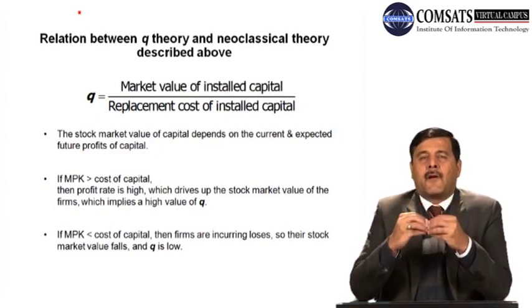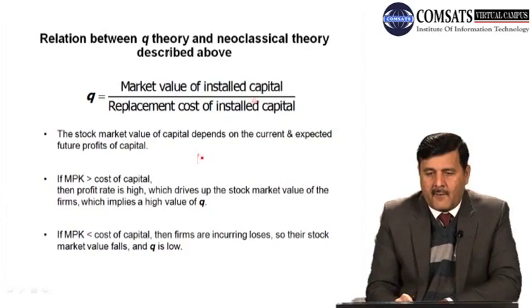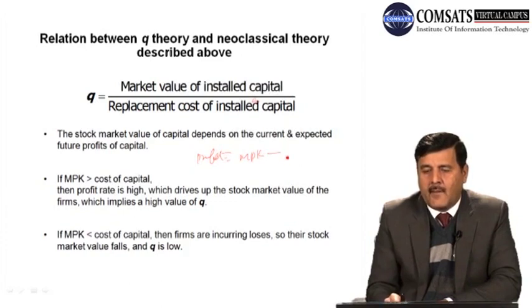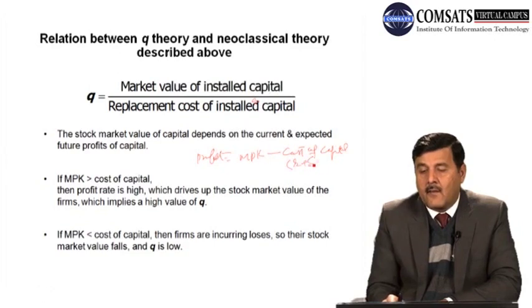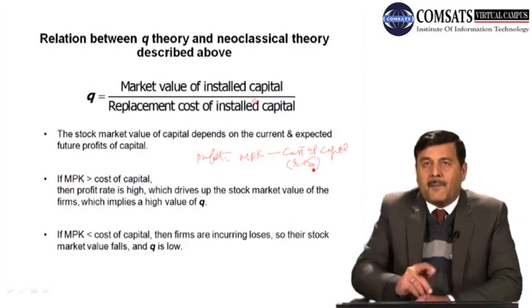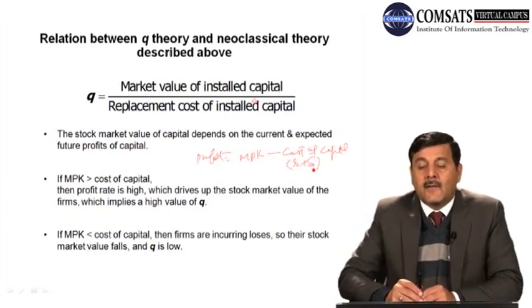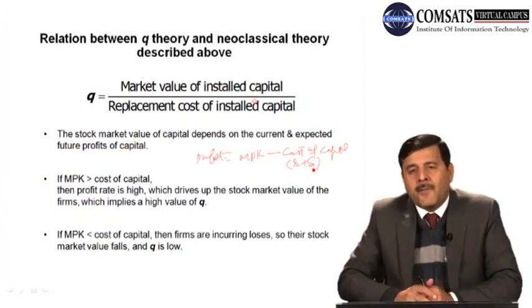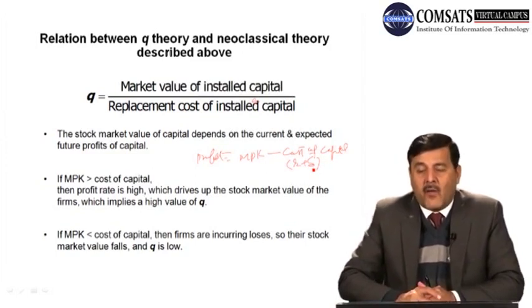Now if you remember from the previous class, when MPK is greater than the cost of capital, how did we calculate the profit rate? Profit was equal to MPK minus the cost of capital, which was R plus depreciation, the real interest rate plus depreciation, right? Here what we are saying is, if MPK is greater than the cost of capital, what will happen? The profit rate of the firm is high, which drives up the stock market value of the firms, which basically implies a high value of Q.